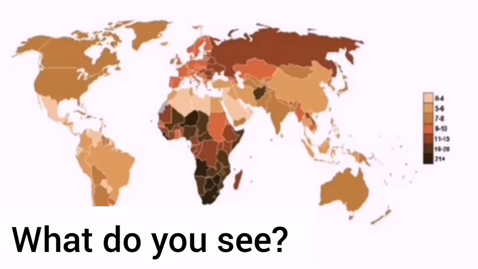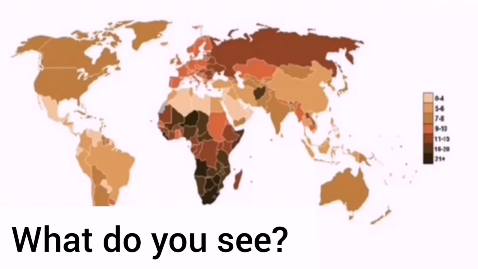What do you see? Yes, we can see here a world map that is colored with some shades of brown, where the lighter shades of brown is representing the lower mortality rate of the country and darker shades of brown is representing higher mortality rate of the countries. But I'm sure now you're wondering that why there are so many differences in color around the world. That is showing the differences in mortality rate around the world, right?